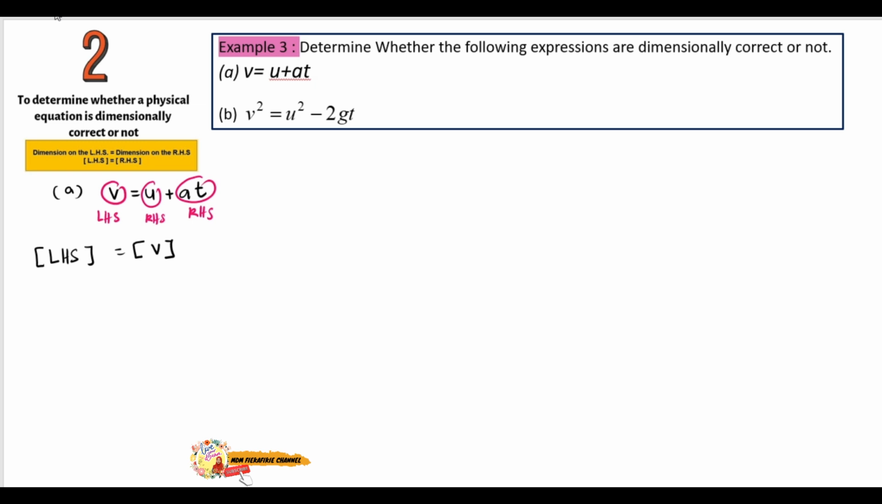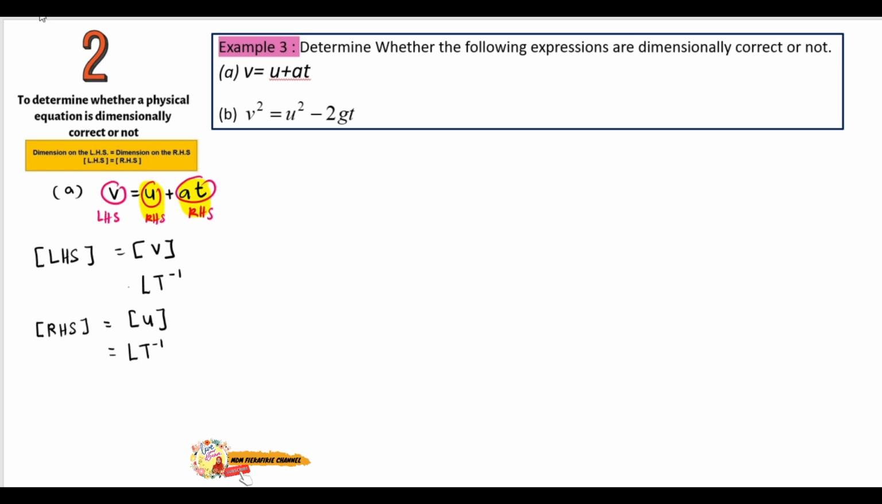The dimension of the left hand side is equal to the dimension of V. Don't forget the bracket. The dimension of velocity is LT^-1. So we finished the first part. Let's continue with the second part, the dimension of the right hand side. We have two parts, so we finish this one first and then find the dimension of AT. Let's write the dimension of U, which is velocity, and the dimension is LT^-1.